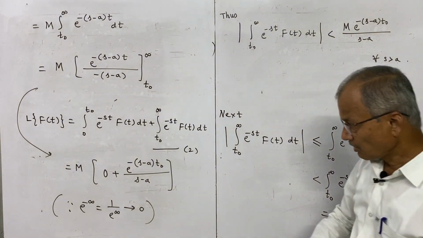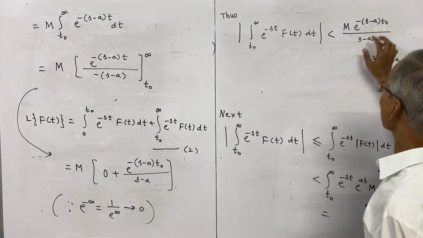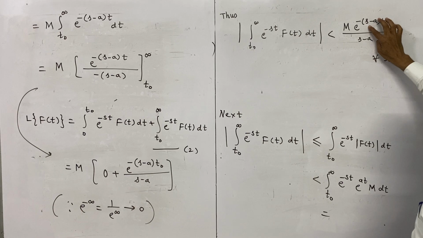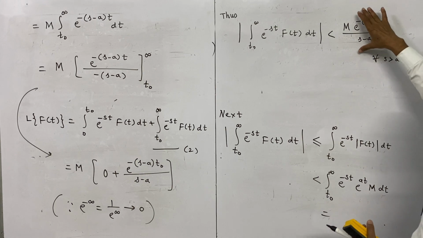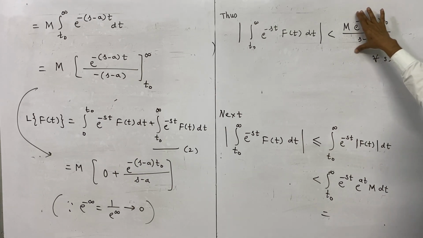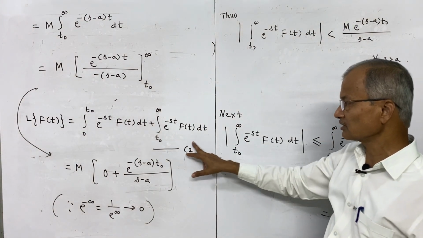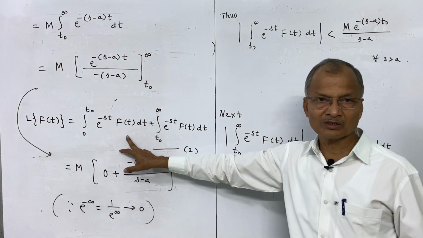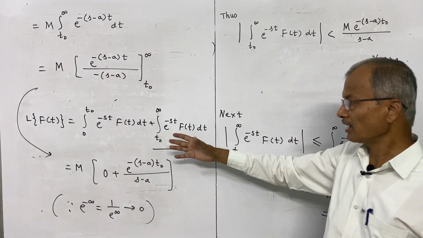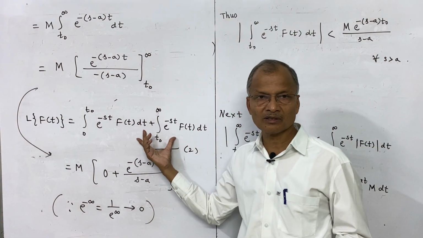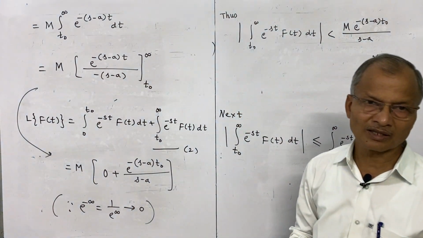sufficiently large. Because we have already written here that e power negative infinity tends towards 0. Therefore, if this negative power increases with negative sign, then the quantity approaches 0. This means it is a smaller quantity, and thus finite, and this is what we have to show. The second integral is finite. The first we have already shown is finite. So this is a finite quantity, and the second is also finite, and therefore the addition of two finite quantities will be finite, and that means the Laplace transform exists. It is a finite quantity, so it exists.